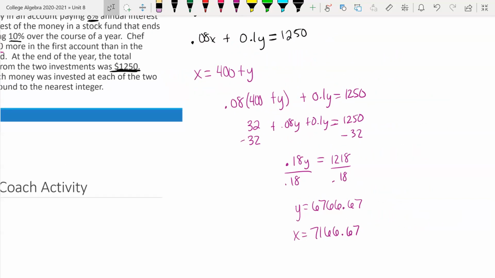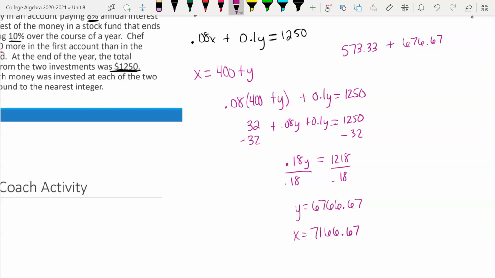Now you can always double check your answer, so I can take 7,166.67 times 0.08. That gives me $573.33. Plus, I can take the second account times 0.1. That gives me $676.67. And then if I add those together, I should get the interest amount of $1,250. And you do. You get 1,249.99, which is $1,250.